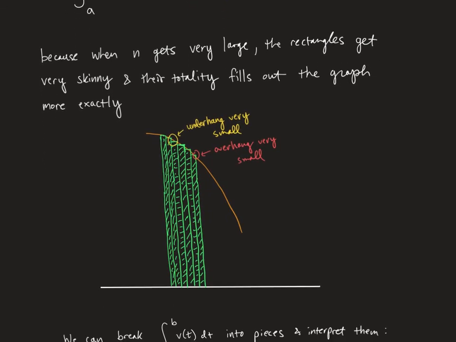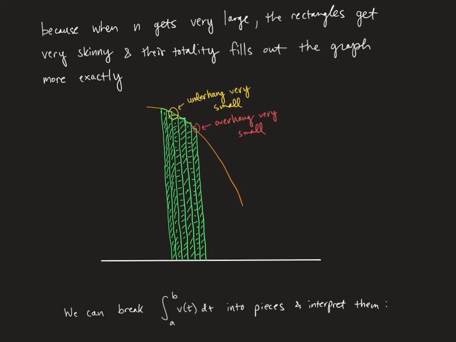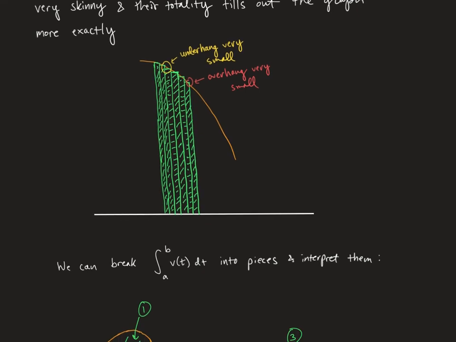As n increases, the rectangles get skinnier and skinnier. So with these skinny rectangles, there's no longer very much overhang, right? The rectangles are a crude approximation of the graph. They overhang the graph. They also underhang the graph. But the skinnier those rectangles get, the smaller the overhang and the underhang. And so that error in your approximation becomes very small when n goes to infinity, and you get the signed area under the graph exactly.